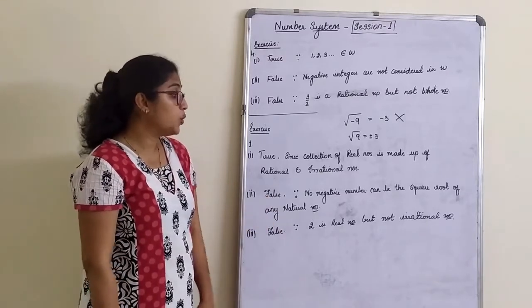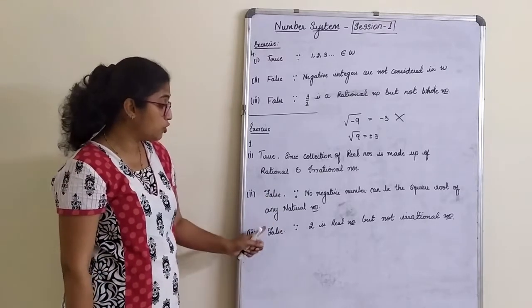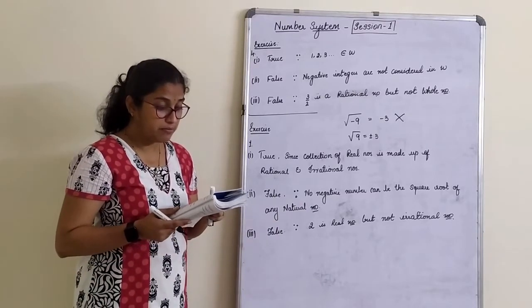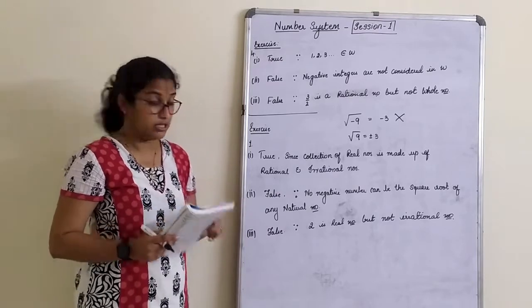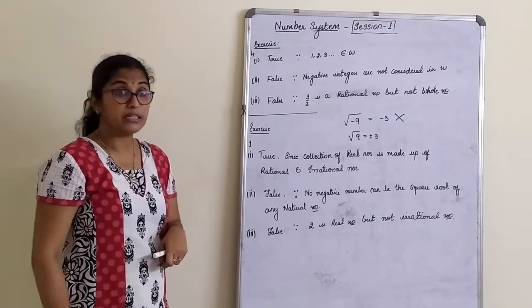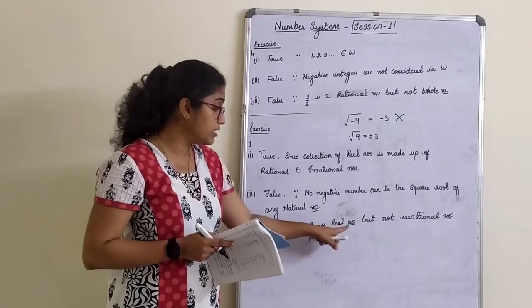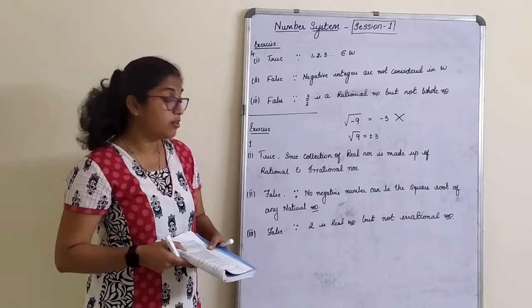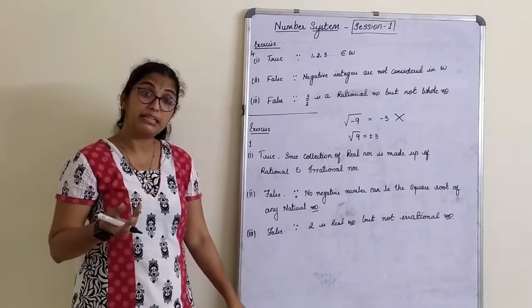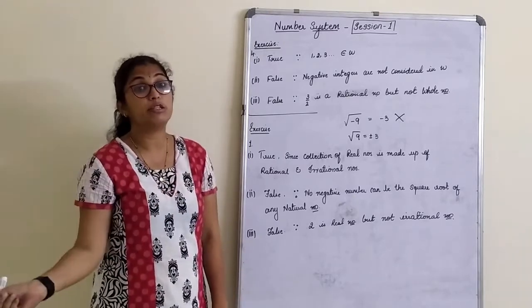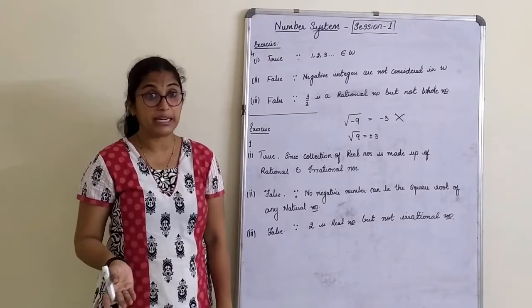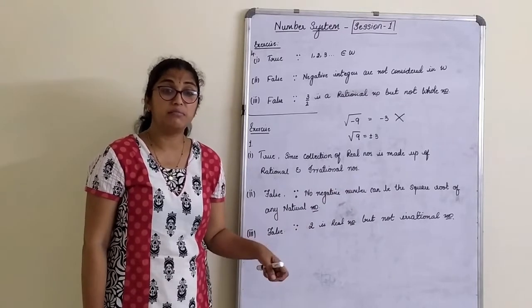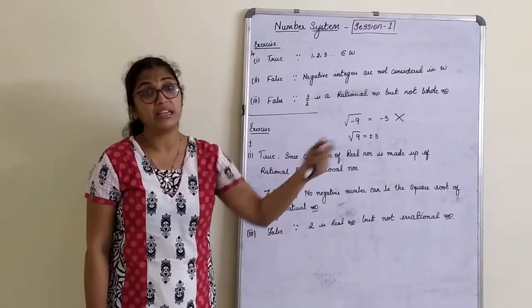So false, no negative number can be the square root of any natural number. The last one, every real number is an irrational number. False. Every real number cannot be an irrational number because now 2 is a real number, okay, but it is not irrational. 2 by 3, or 1 by 3, I can say 1 by 3 is a real number and also irrational because it is non-terminating. So every real number cannot be an irrational number because a real number is a combination of rational and irrational.